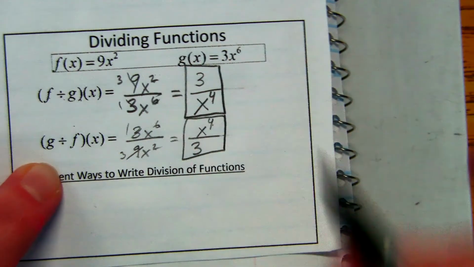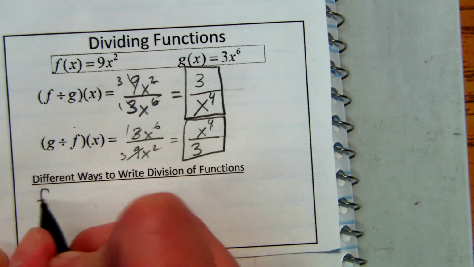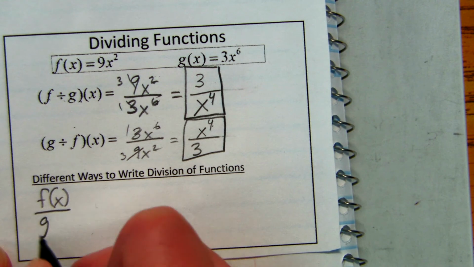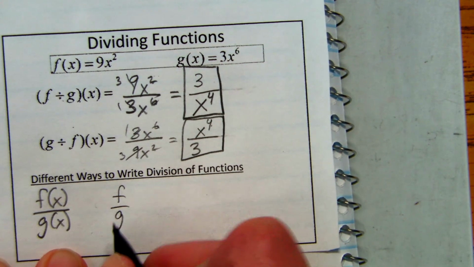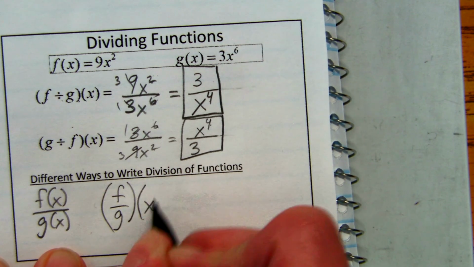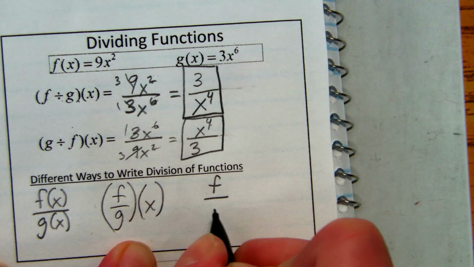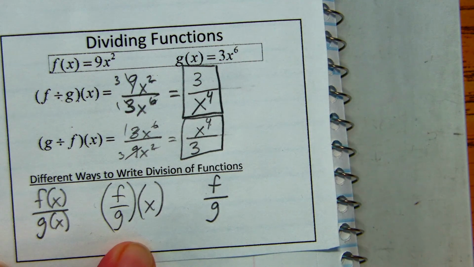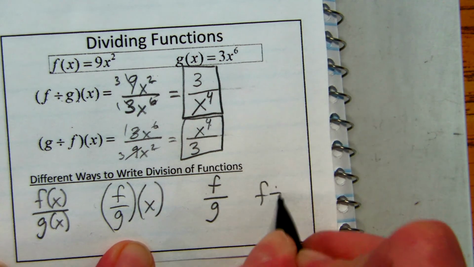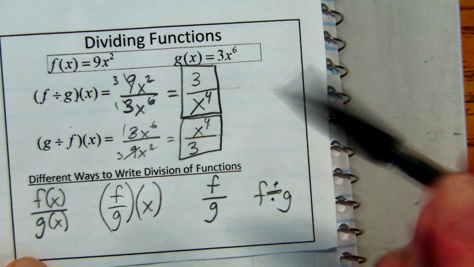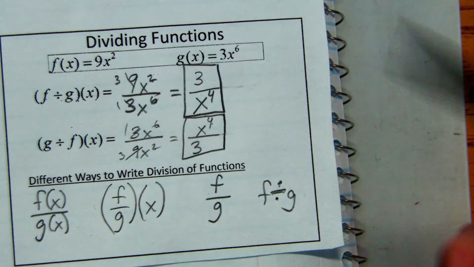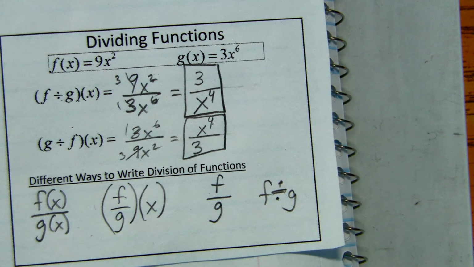This is sort of an archaic way to write division. They're usually going to use a fraction bar. They might say f of x over g of x like this. They might say f over g in parentheses with x in parentheses. They might just say f over g. They could say f divided by g with the old-fashioned division symbol. Any of these mean the same thing as what we're doing up here at the top. So lots of different ways to write the same thing.